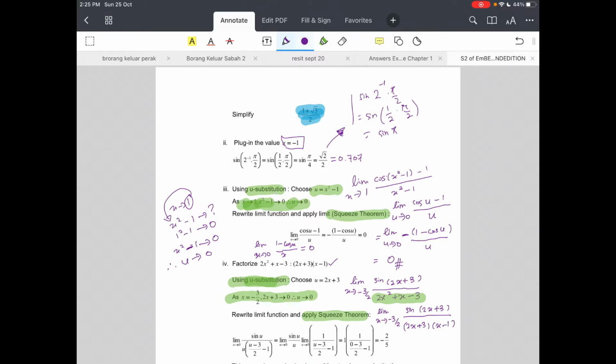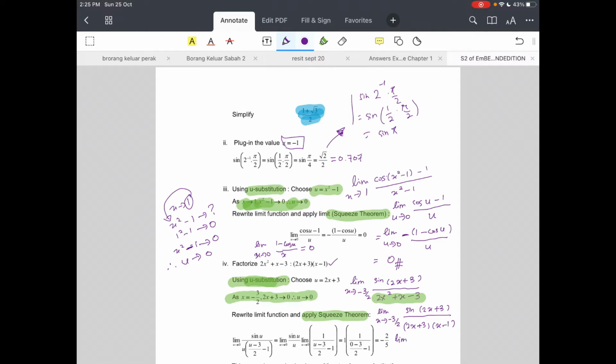Just a little reminder, you cannot straight away cancel 2x plus 3 at the numerator with the denominator over here. You cannot do that, it's wrong, because here 2x plus 3 at the numerator is actually the variable of the sine. So you cannot simply cancel like that. Now, we continue with this part.